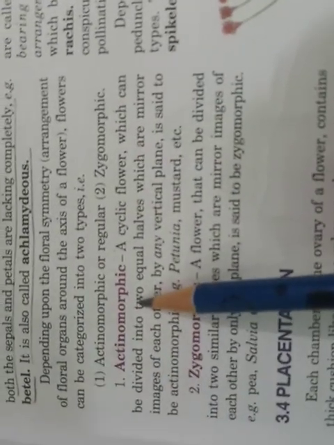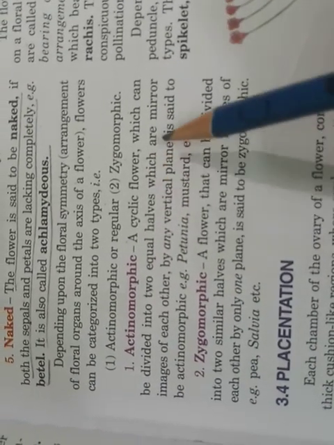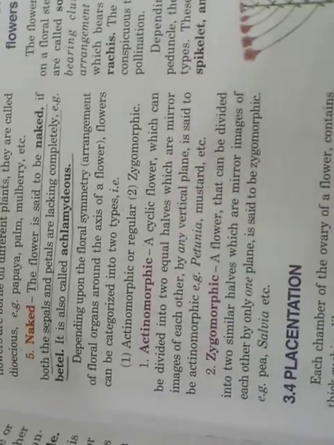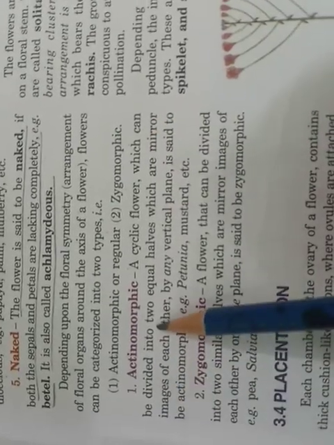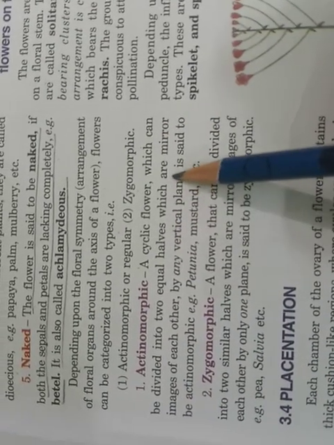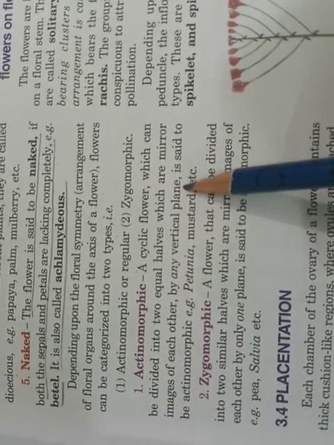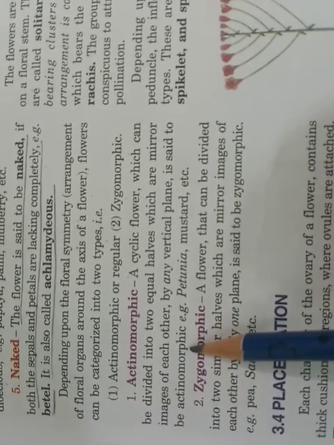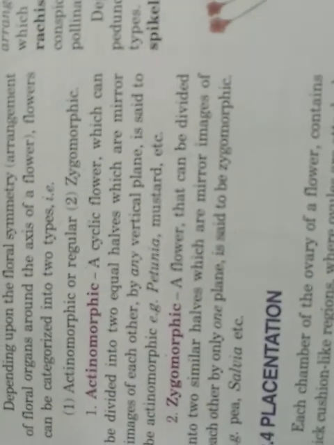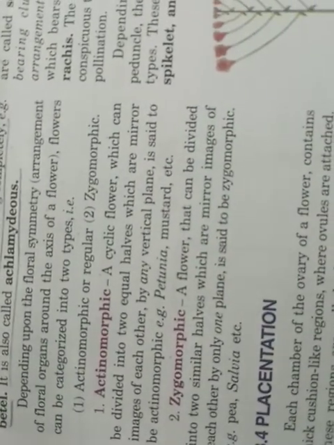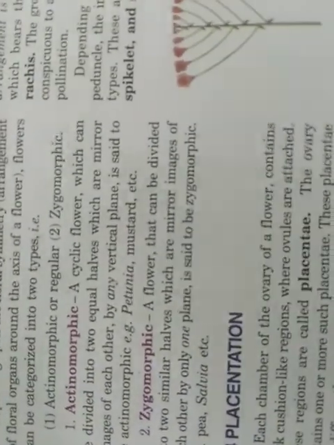Now, what is an actinomorphic flower? A cyclic flower, meaning a flower having all its whorls arranged in a cycle or a ring, which can be divided into two equal halves that are mirror images of each other by any vertical plane, is said to be an actinomorphic flower. That flower can be divided into two equal halves by any vertical plane.